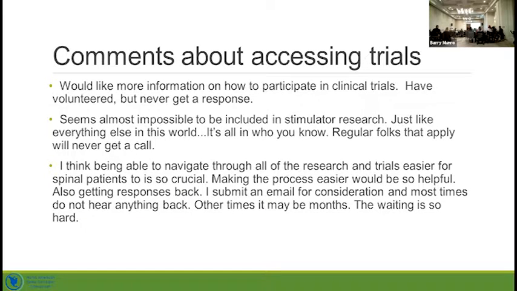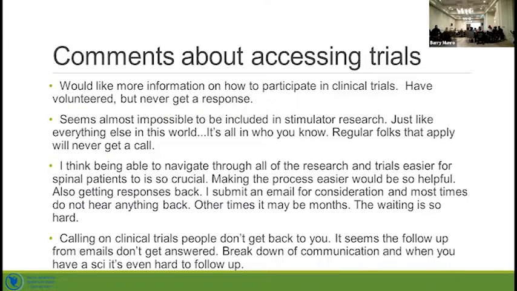Also, getting responses back. I submit an email for consideration and most times do not hear anything back. Other times it may be months. The waiting is so hard. Next: calling on clinical trials, people don't get back to you. It seems the follow-up from emails don't get answered. Breakdown of communication, and when you have an SCA, it's even harder to follow up. So it seems like email is not the answer.